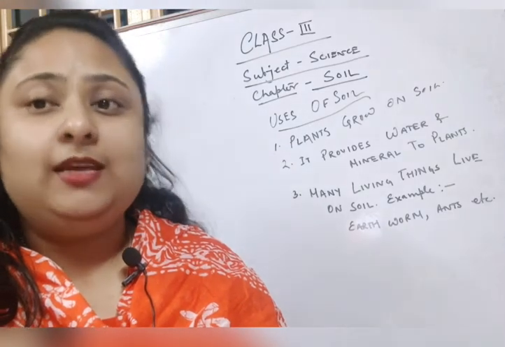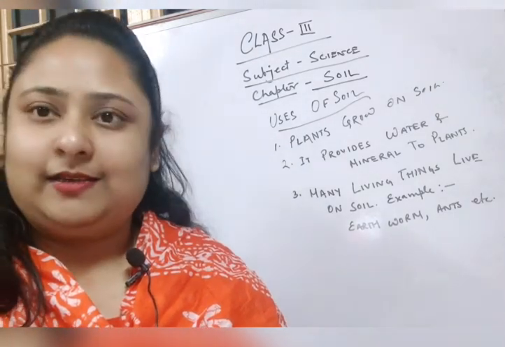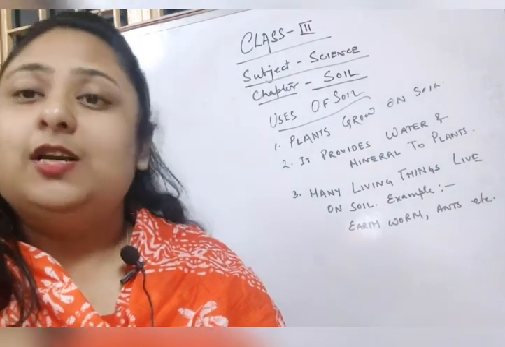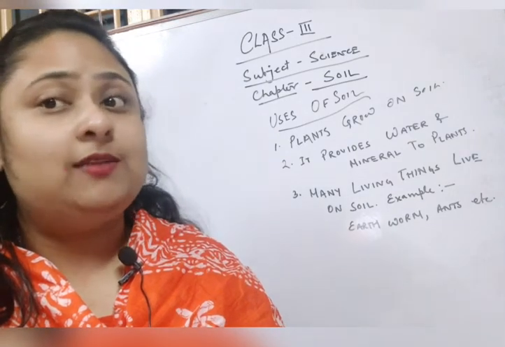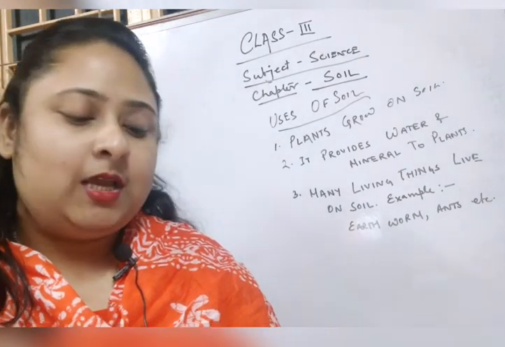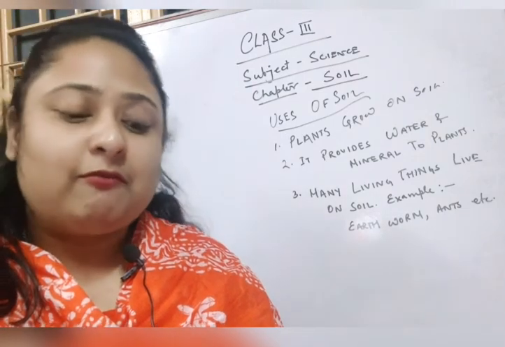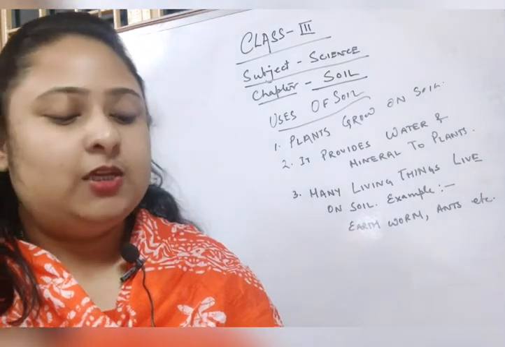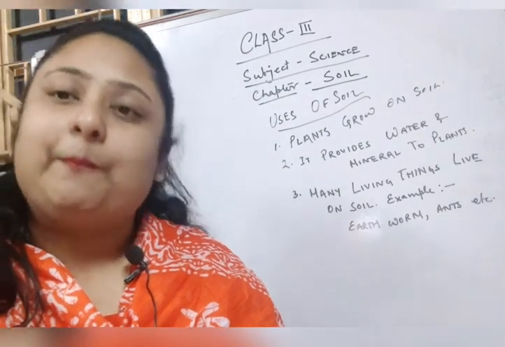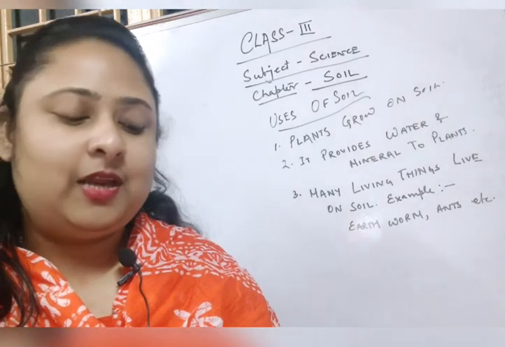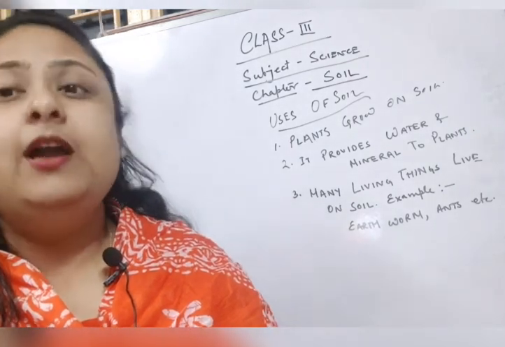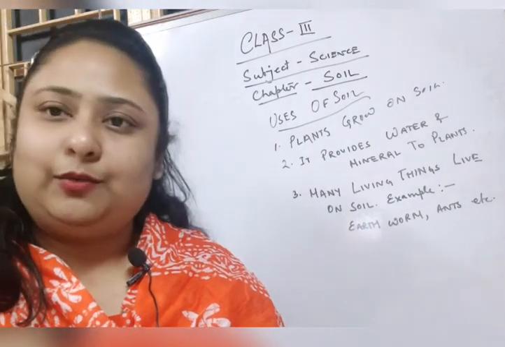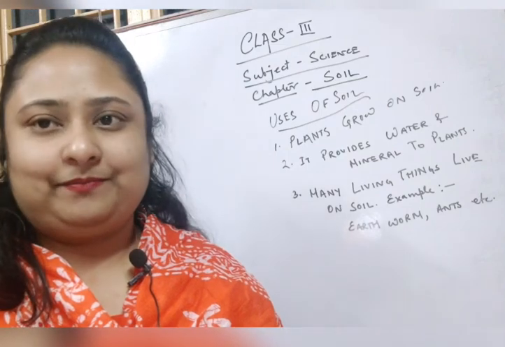Soil has many uses. Number one, plants grow on soil. Children, soil provides the base for the plants to grow. The roots of the plants help to fix the plants firmly to the soil. Number two, soil provides water and minerals to the plants. Number three, many living organisms live in the soil. For example, earthworm, ant, etc.